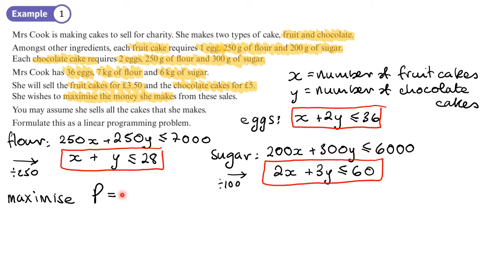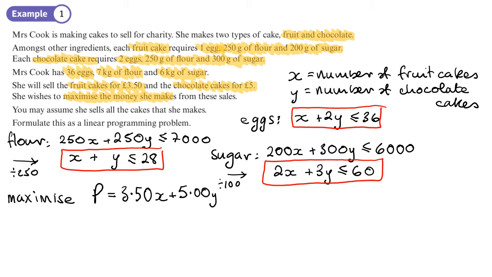And how do I make my profit? Well, she's going to sell at £3.50 for each fruit cake. So I'll put 3.50 per fruit cake plus £5. I could just put 5 or 5.00 for each chocolate cake.